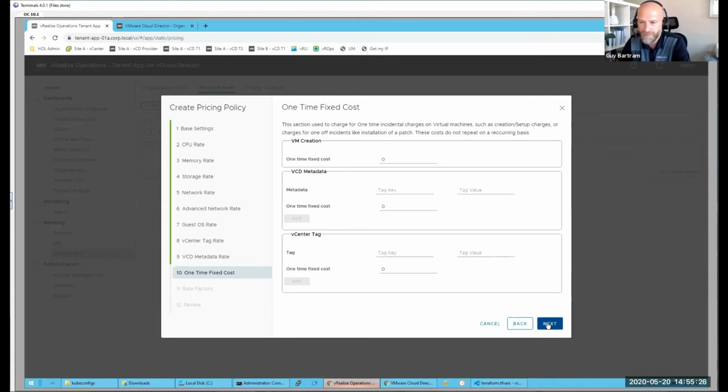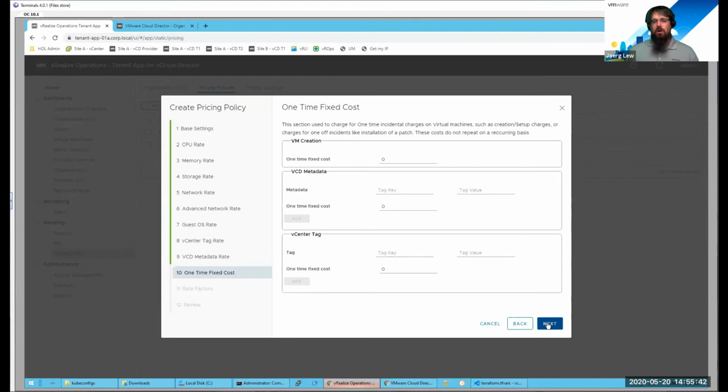Okay, and I think there's one more thing to walk through. Is that rate factors? Yeah, two. One new thing that we have in 2.4 is the one-time fixed cost. That's pretty simple. That's where you just add a one-time cost on either VM creation or, again, based on metadata or tags that will be added to the bill.